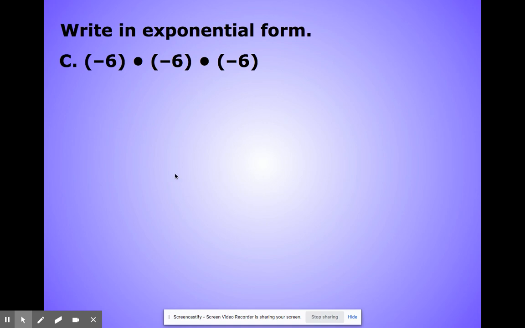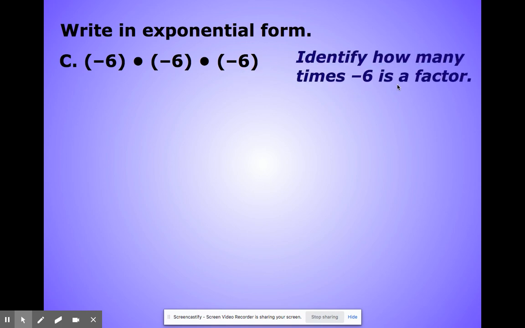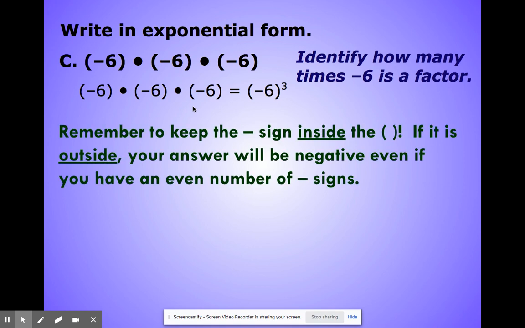Now let's look at something if we had negatives. So this is -6 times -6 times -6. Identify how many times the -6 is a factor. Well, we have 3 -6s, so it's going to be (-6) to the 3rd. And please notice how our -6 is in parentheses, because -6 times -6 times -6 should give us a negative answer. Remember to keep the negative sign inside the parentheses.